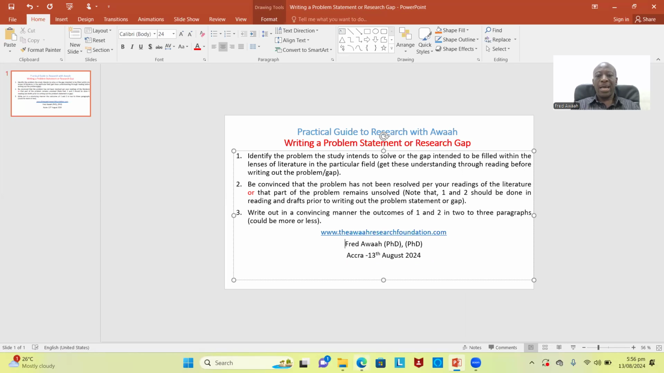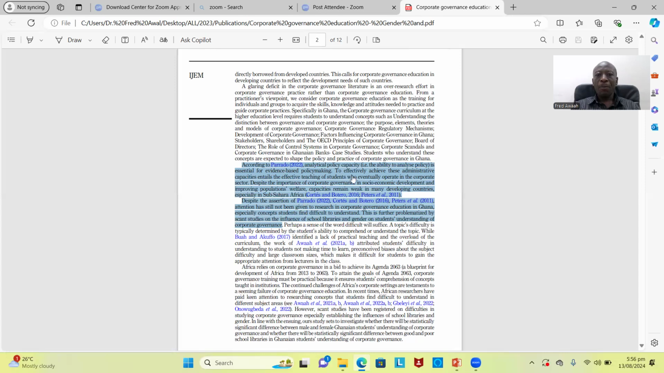So you realize that we have said that apart from the broad issues by the authors we have cited, the issues of corporate governance education seem to be minimally researched, especially in relation to concepts students find difficult to understand. We went ahead now to narrow our gap, that this is further problematized by scant studies on the influence of school libraries and gender on students' understanding of corporate governance.